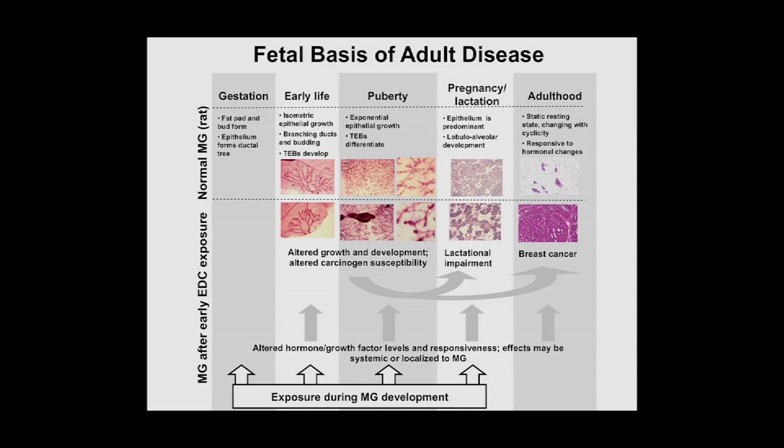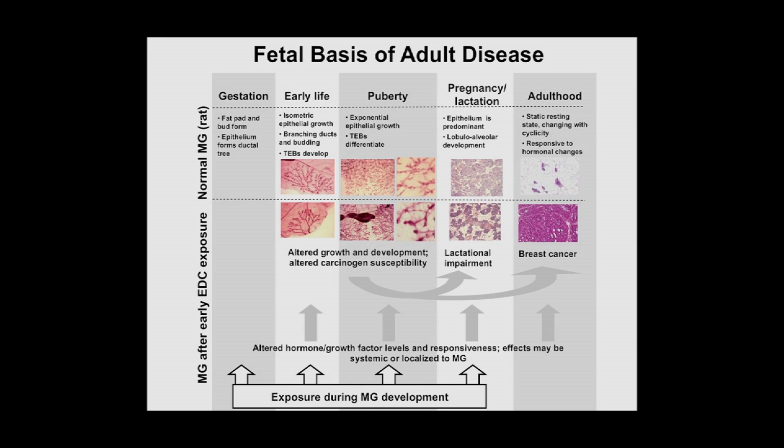Terminal end buds, which are critical structures in the gland that are very sensitive to chemical insult, are formed during this time, and they divide very rapidly. That begins just prior to puberty, but then during puberty, you have an exponential growth of the gland that takes place. During this time, the terminal end buds differentiate, which is a really important process in puberty.